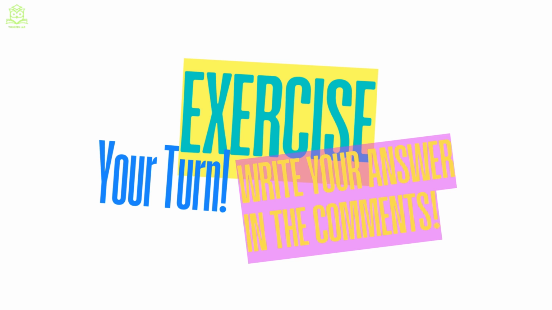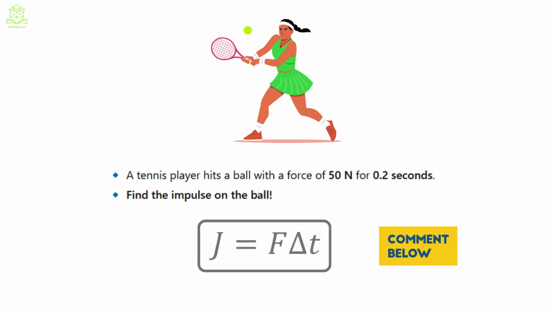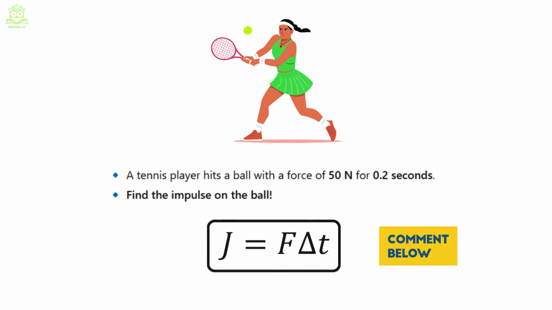Write your answer in the comments. Here's an exercise for you. A tennis player hits a ball with a force of 50 newtons for 0.2 seconds. Find the impulse on the ball. Hint: use the formula. Impulse equals force times time. Write your answer in the comments.